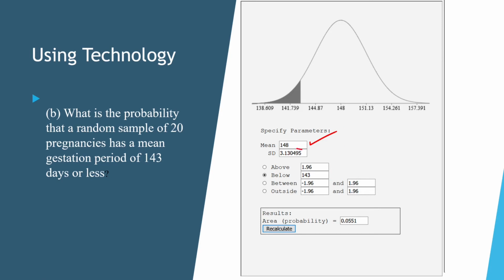Now for the standard deviation, you have to do a workaround. For the standard deviation, sigma of x bar, this is equivalent to sigma divided by the square root of n. So I enter 14 divided by the square root of 20. And I calculated that number to be 3.130495. Enter that for the standard deviation, and then select below 143.